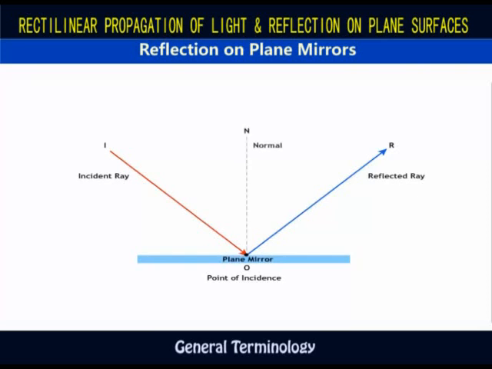A normal is an imaginary line drawn at the point of incidence and is perpendicular to the mirror. The angle of incidence is the angle between the incident ray and the normal and is denoted by I. The angle of reflection is the angle between the reflected ray and the normal and is denoted by R.